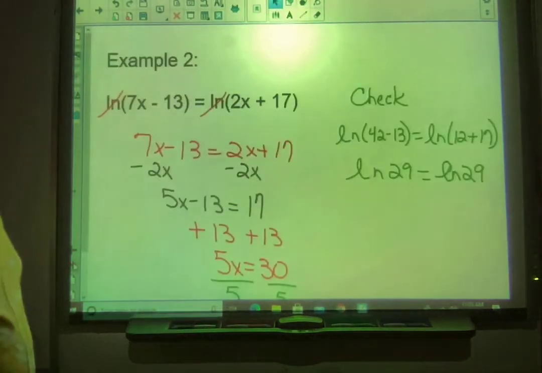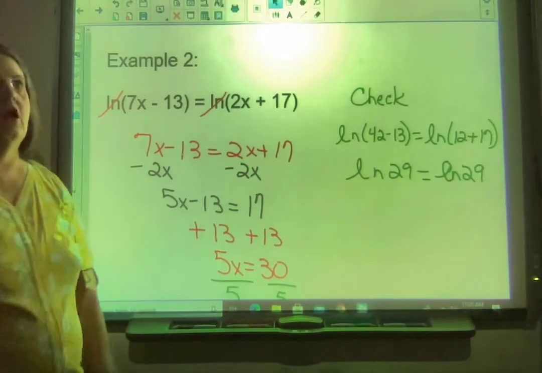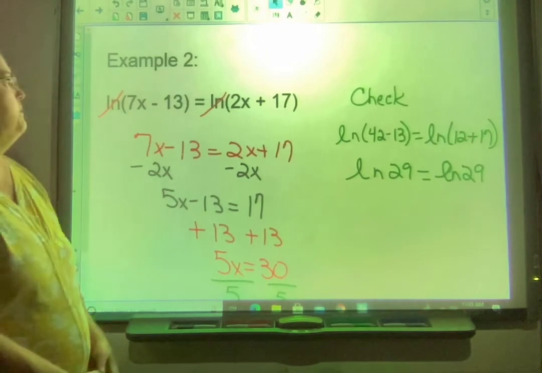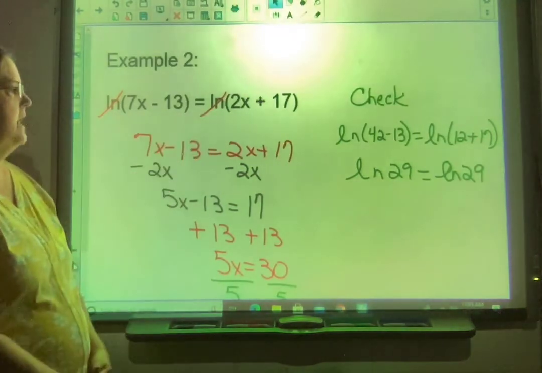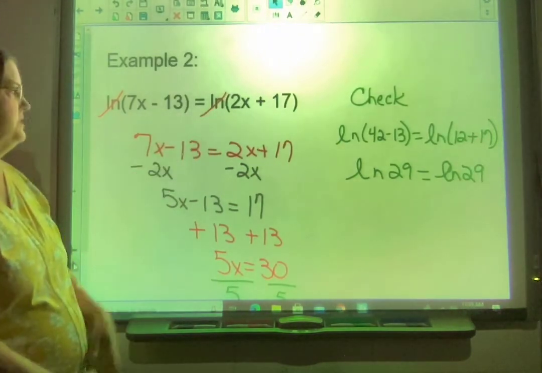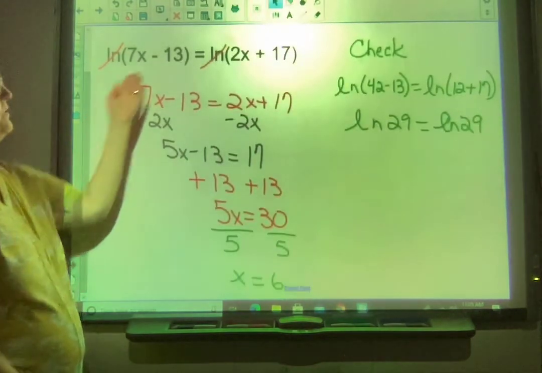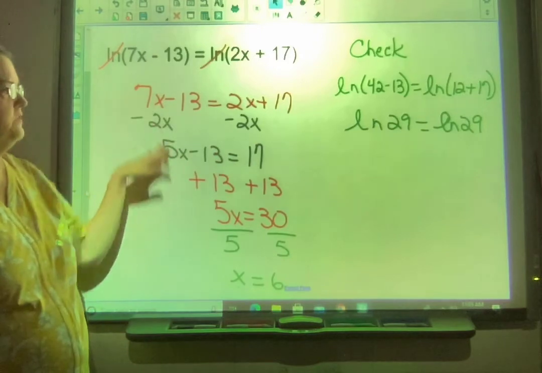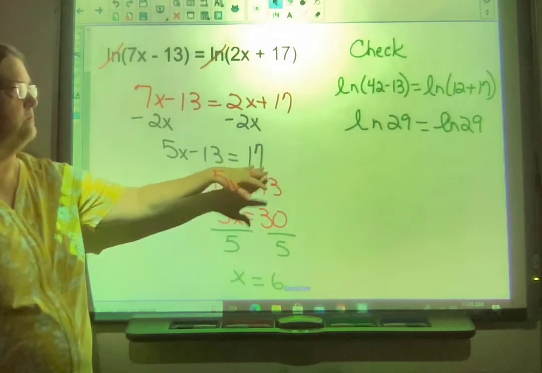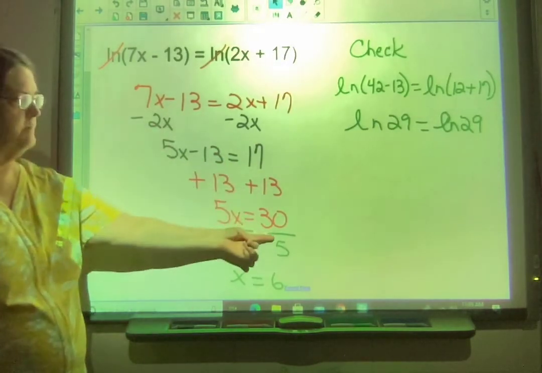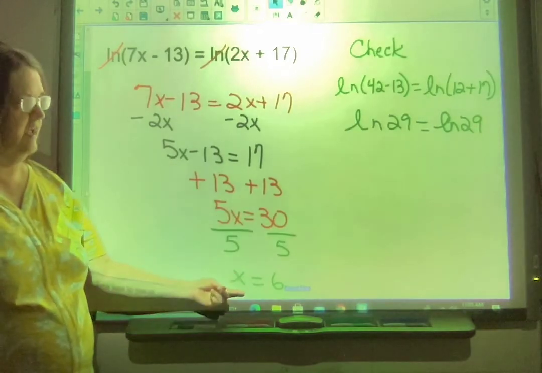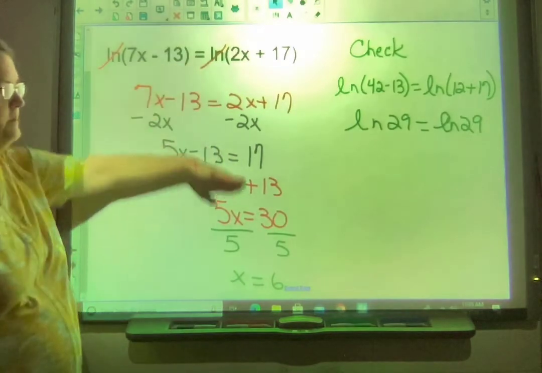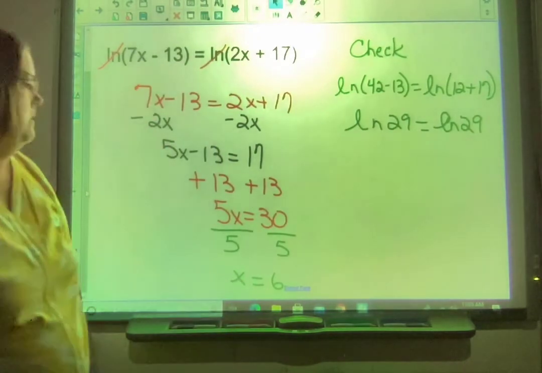Now this time, instead of having a logarithm with a base, we have natural log, which is a base of e, but we drop the natural logarithm from both sides, and we do the same procedure. We take 7x minus 13, set it equal to 2x plus 17, subtract the 2x from both sides. 5x minus 13 equals 17, add the 13 to both sides, then divide by 5, that gives us 6. I went through that quickly because this should be almost like elementary school math for you by now.